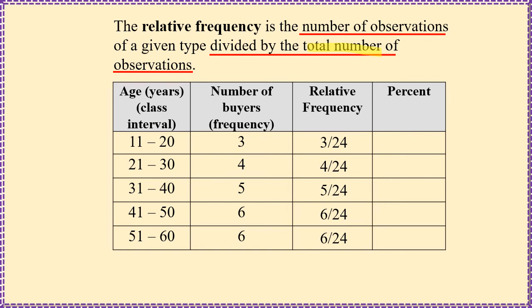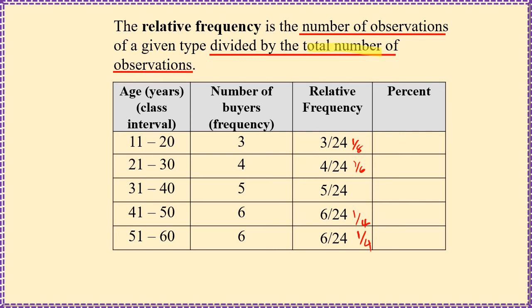Okay, here you can simplify. This one will be 1 over 8. This one will be 1 over 6. This one cannot be simplified. And then 6 over 24 is 1 over 4. Okay, 1 over 4. How about percent?